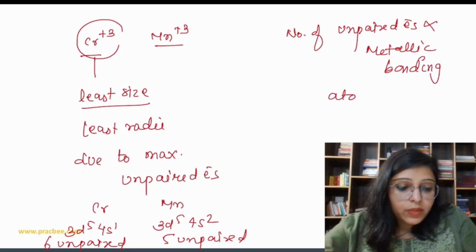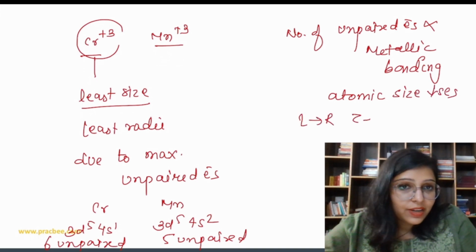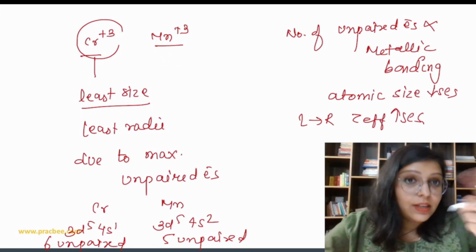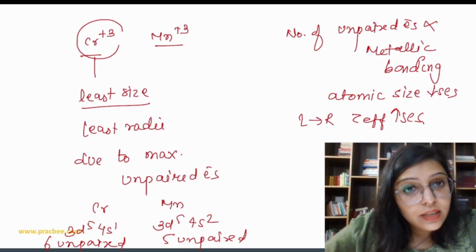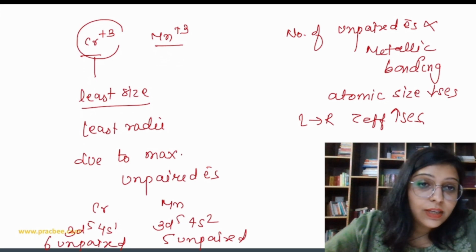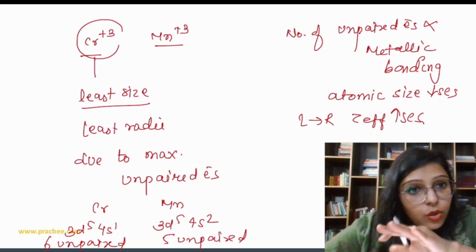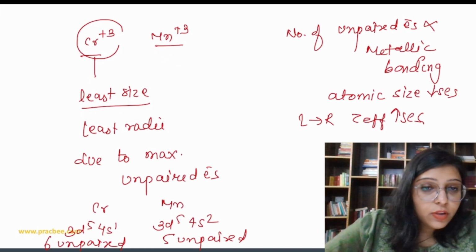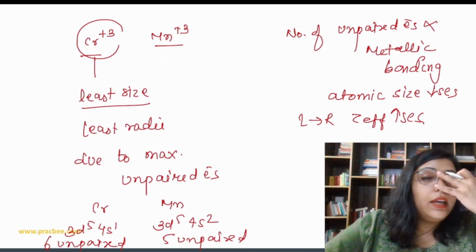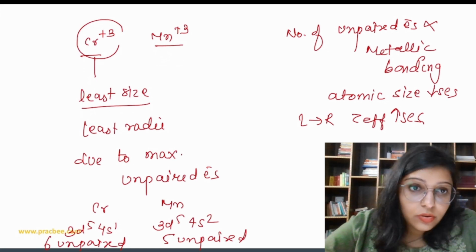so we can say atomic size decreases. Also, left to right, Z effective increases. But here we have to apply the concept of metallic bonding. So if metallic bonding increases, atomic size decreases due to also an increase in the Z effective. But that is not the case with Mn. Mn में क्या है? We have fewer unpaired electrons, so less metallic bonding in comparison to chromium. Okay, Z effective also increases. But here we are adding the electrons in D. So if we add more electrons on D, due to that we have more electron repulsion also.